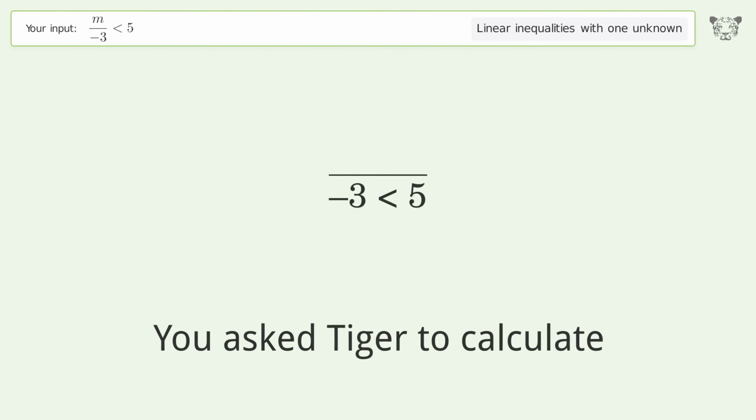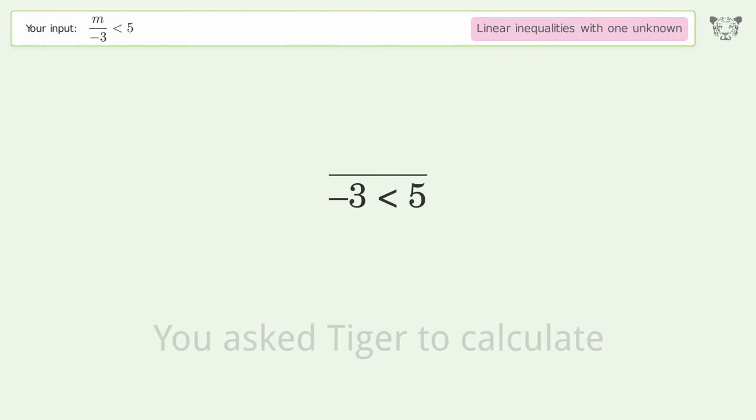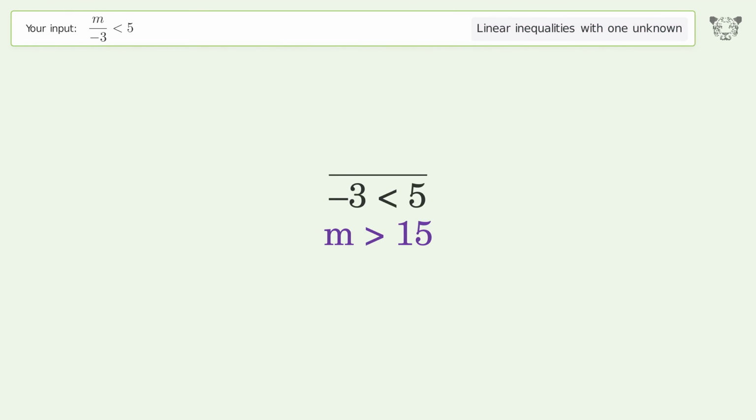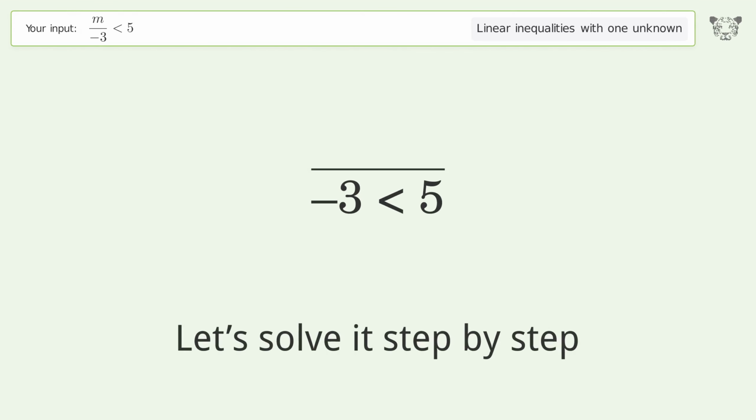You ask Tiger to calculate. This deals with linear inequalities with one unknown. The final result is m greater than -15. Let's solve it step by step.